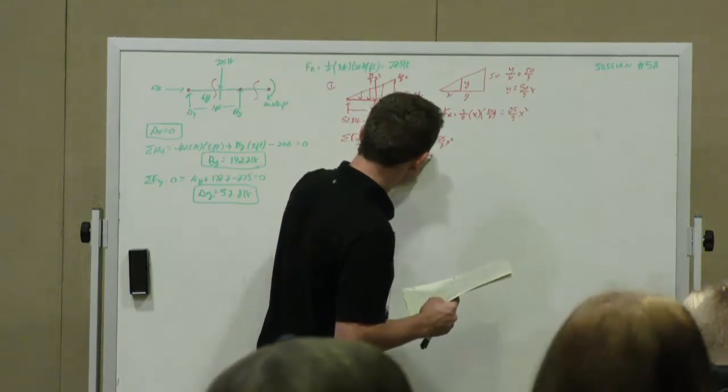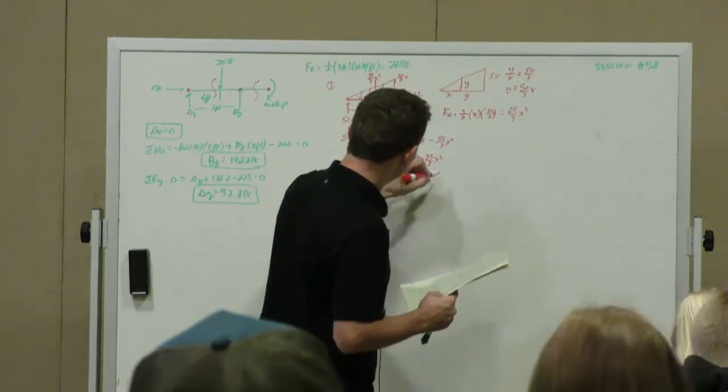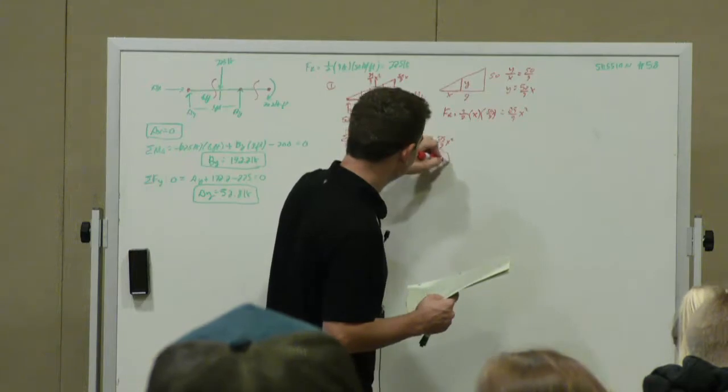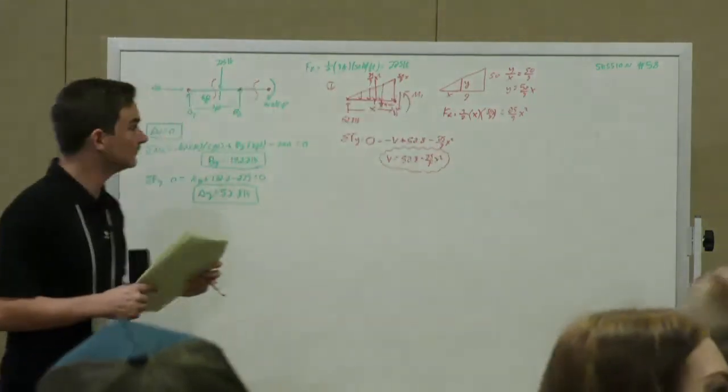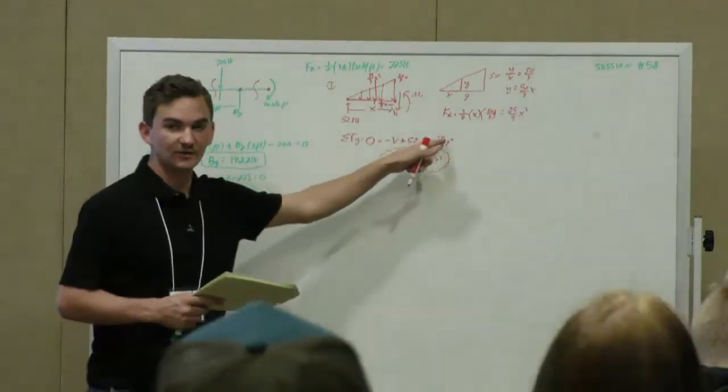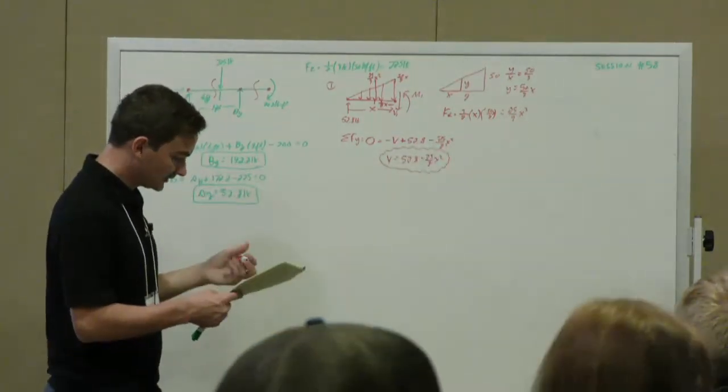8 minus 25 over 9x squared. So anyone have any questions on how we solve for that? Just because I can see it's 25 divided by 9, right? Yeah, so this is 25 divided by 9. So that's our shear equation.